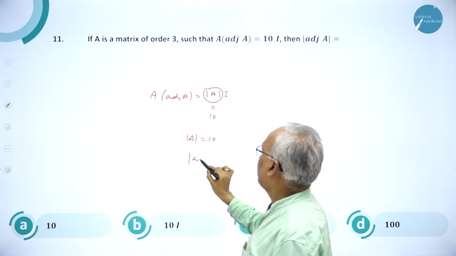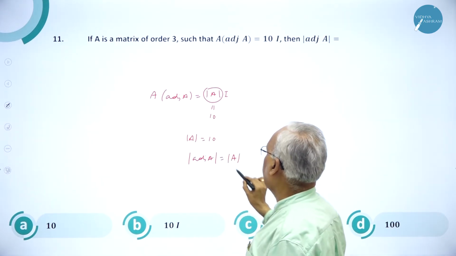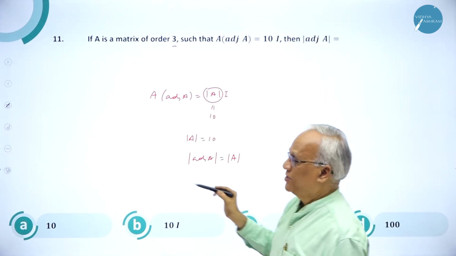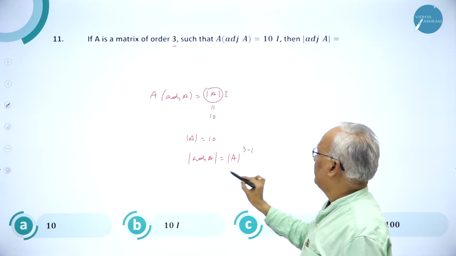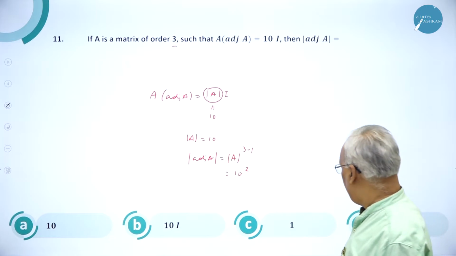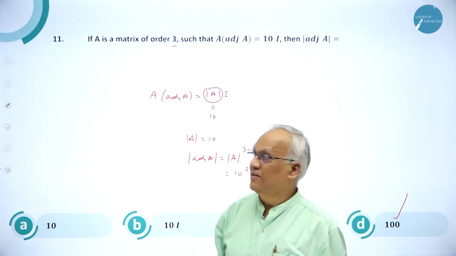Therefore determinant of adjoint A is determinant A to the power n minus 1, where n is 3 here. So it is 3 minus 1, which is equal to 10 to the power 2. 10 power 2 is 100. So the answer is D. So very easily you can give the answer.